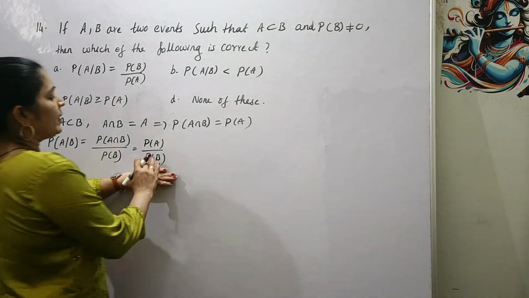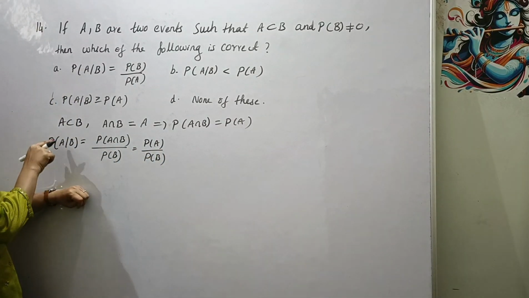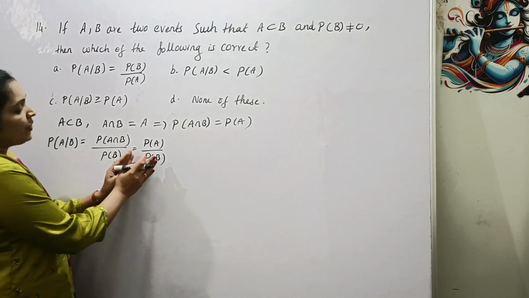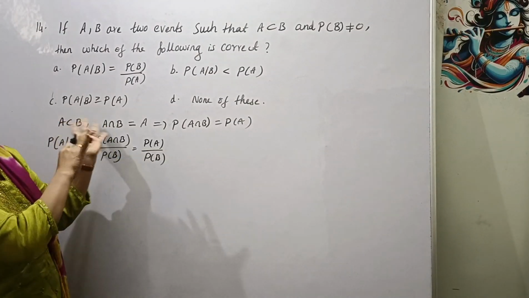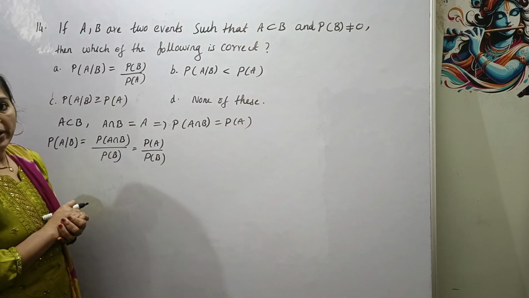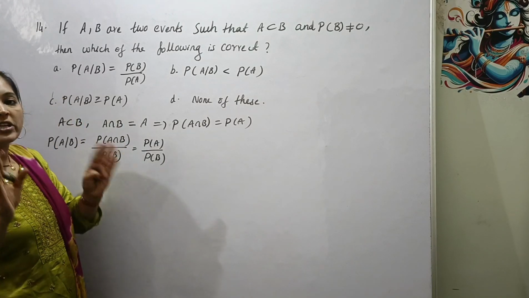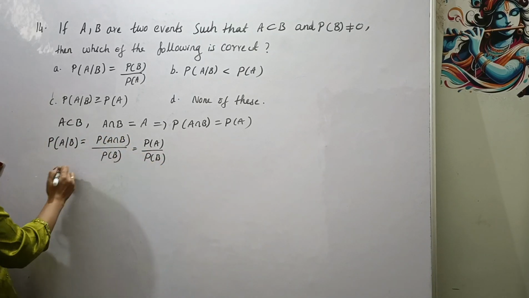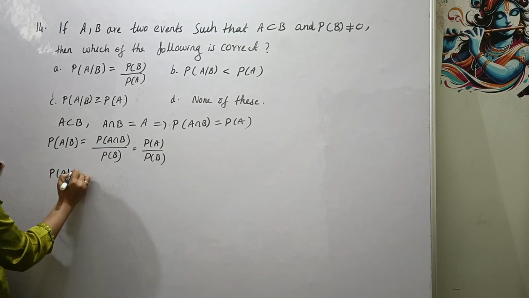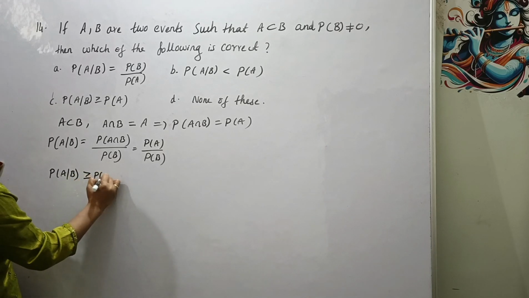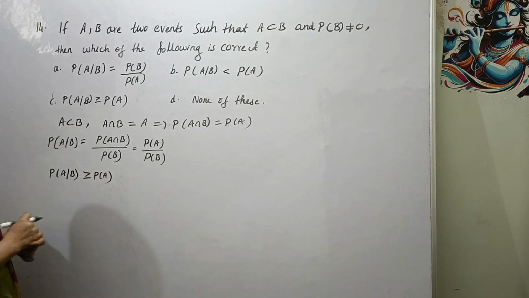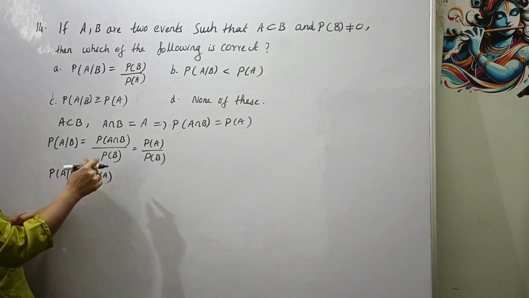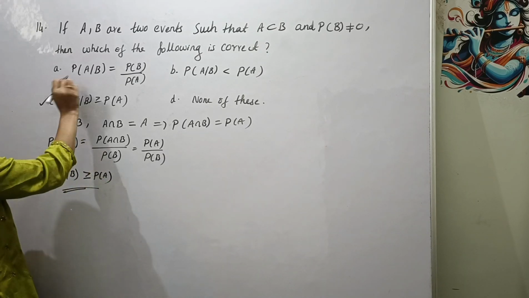And we have got probability of A given B is equal to probability of A divided by probability of B. And we know that this probability value is between 0 and 1. It is not less than 0, right? So it is not negative, it is always positive and between 0 and 1. Therefore, it is clear that probability of A given B is greater than or equal to probability of A. Right? So this C is the correct answer.